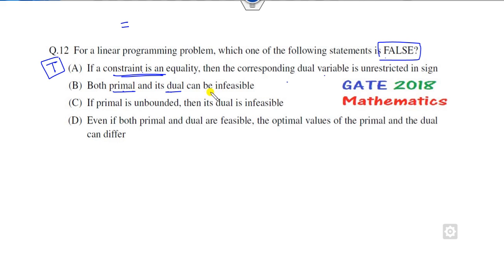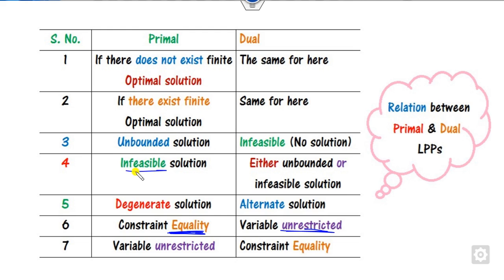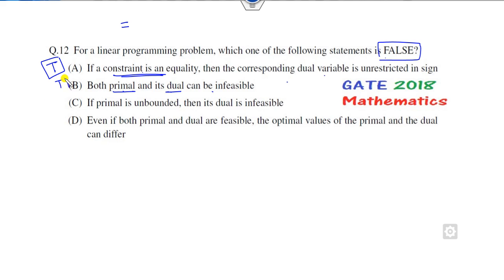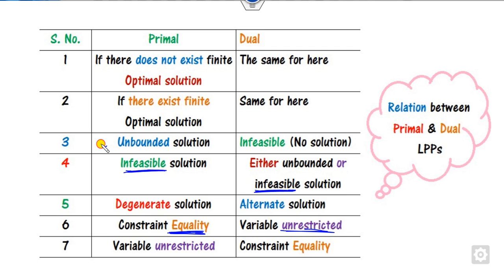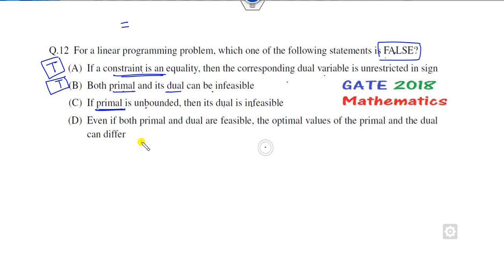Both the primal and the dual can be infeasible. You can see if one is infeasible, the other can also be infeasible. So it is also a true statement, but we look for the false statement. If the primal is unbounded, the dual is infeasible. Again, that's true. That is also true. It means this is my false statement: if the primal and the dual are feasible, then the optimal values can differ. No. If it is optimal, the value must be the same in both cases. That's why this is a false statement.